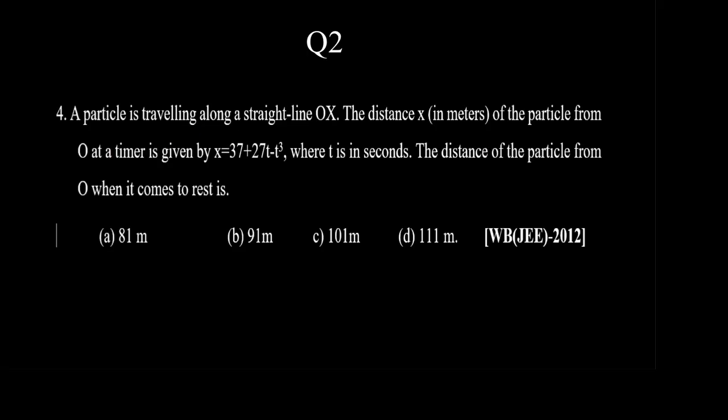A particle is traveling along a straight line OX. The distance x in meter of the particle from O at a time t is given by x equal to 37 plus 27t, where t is in second. The distance of the particle from origin O when it comes to rest is.